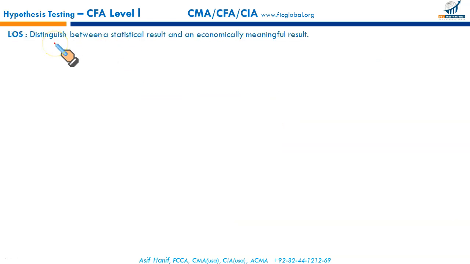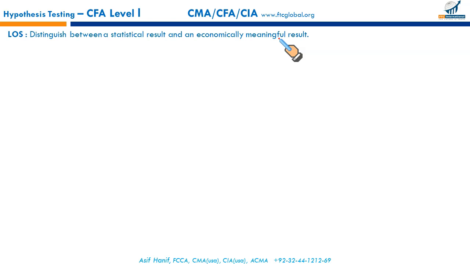Okay, the next LOS says distinguish between a statistical result and an economically meaningful result. Now this is an interesting LOS from a very practical point of view. Well, we may use statistics for making decisions, but we cannot just ignore the economic reality of our decisions. When we are dealing with investment, some of the factors that may affect the economic feasibility may be beyond the domain of statistics, like regulations, like taxes, like political risks, and many other costs.